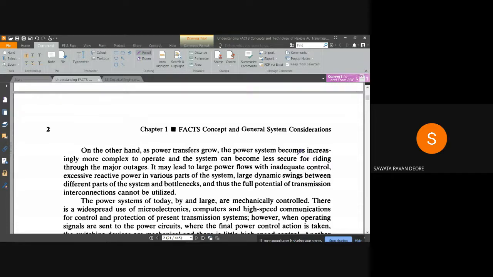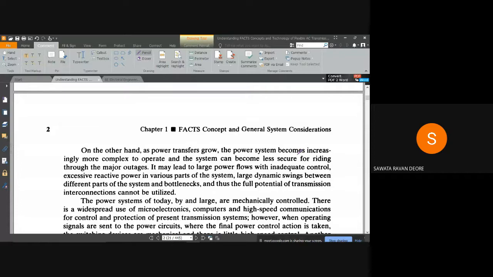Less secured means if there is a fault on any one of the lines, until it is disconnected, the whole system gets affected. Obviously, it depends on the size of that transient, how large it was and how long that transient exists on the system. How long it exists depends on the protective system, that is relay sensing devices, fault sensing devices, operation of relay, and operation of circuit breakers. So all these decide the total fault clearing time.